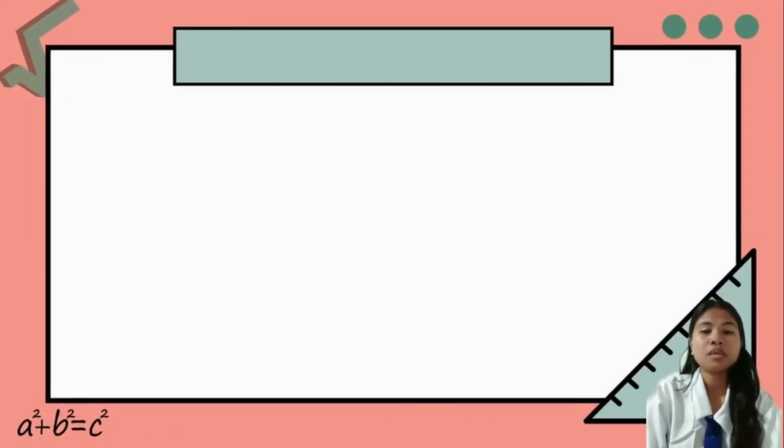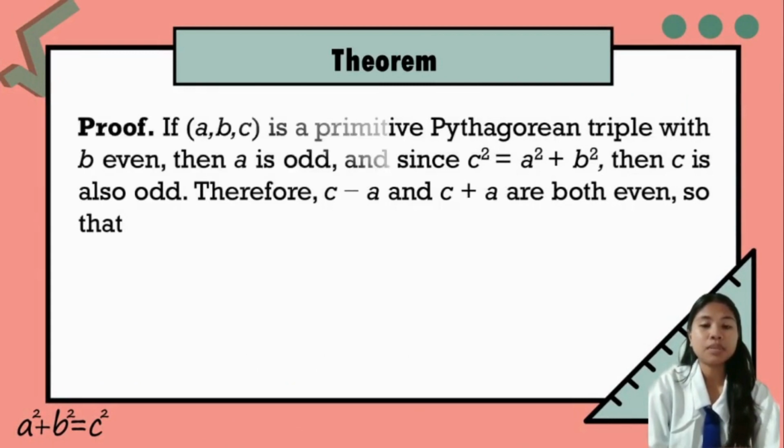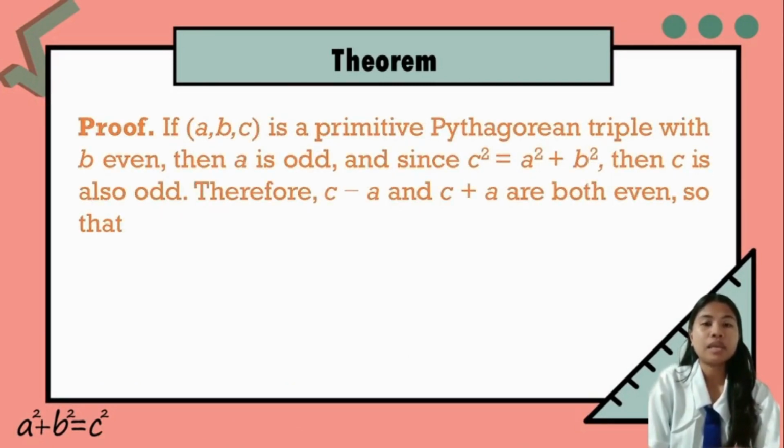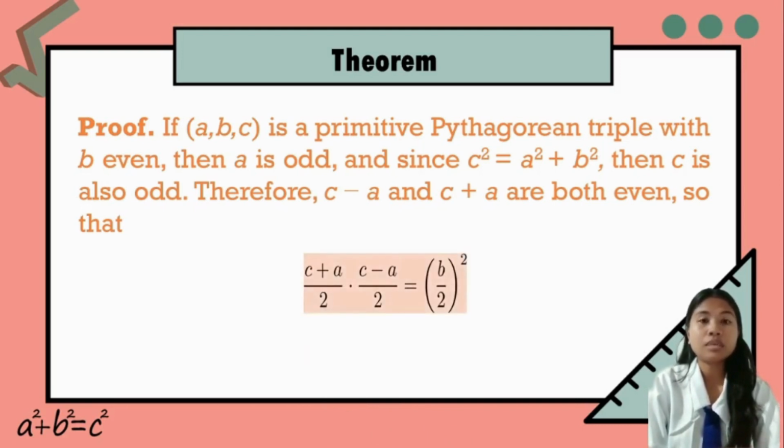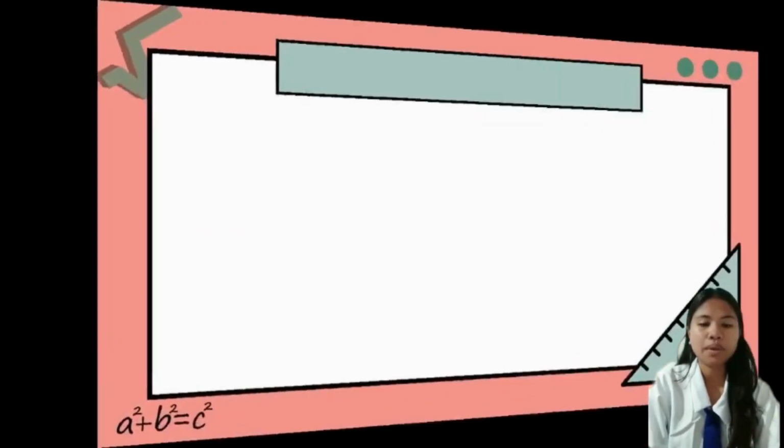So the proof would be, if A, B, and C is a primitive Pythagorean triple with B even, then A is odd. And since C squared equals A squared plus B squared, then C is also odd. Therefore, C minus A and C plus A are both even, so that it satisfies this equation: (C plus A) over 2 times (C minus A) over 2 equals (B over 2) squared.